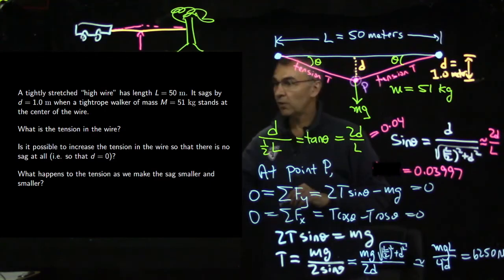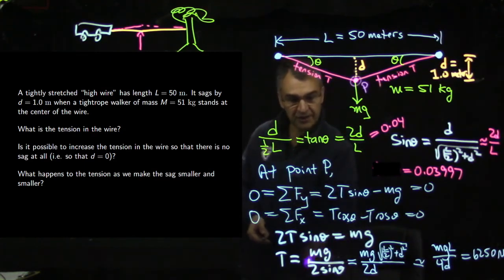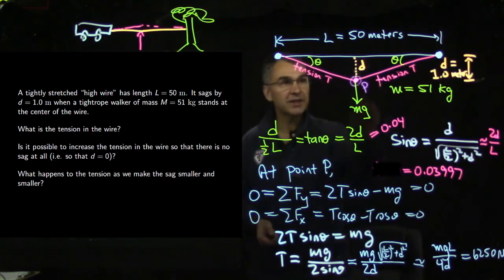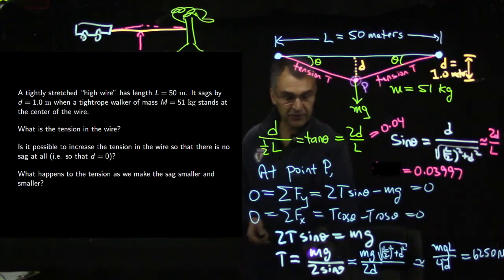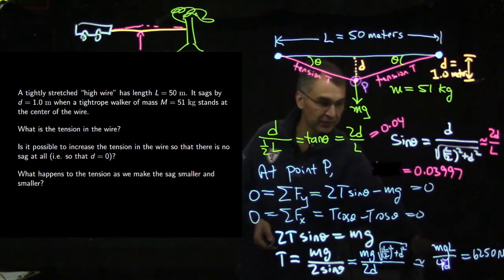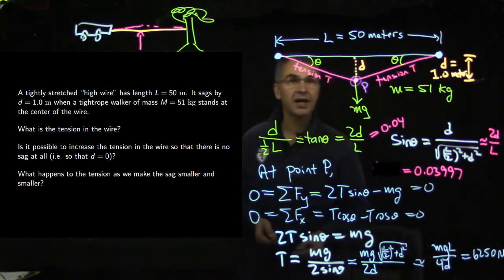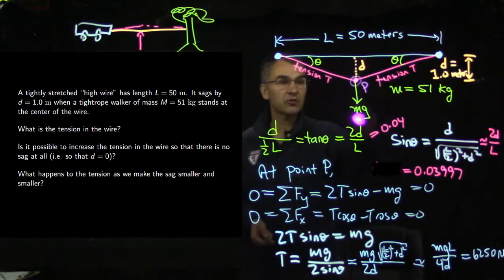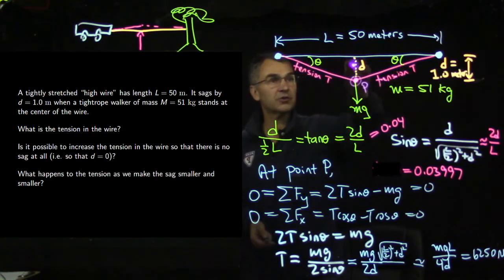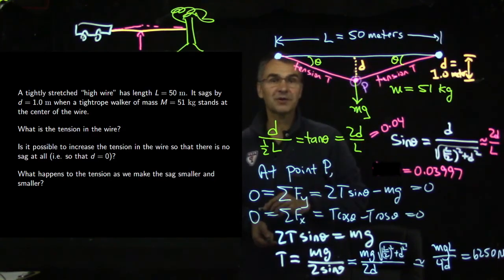Isn't that interesting? What happens to the tension as we make the sag smaller and smaller? Well, you see, we have this sine theta downstairs. So as you make the sag smaller and smaller, sine theta gets smaller and smaller. Or alternatively, you could say, you see, we have this D, the sag, in the denominator. As you make the sag smaller and smaller, but this weight stays constant, the tension gets larger and larger. So the smaller you make this sag, the larger and larger the tension has to be, so that the vertical component of the tension is enough to balance this weight. That's worth pondering for a minute too.